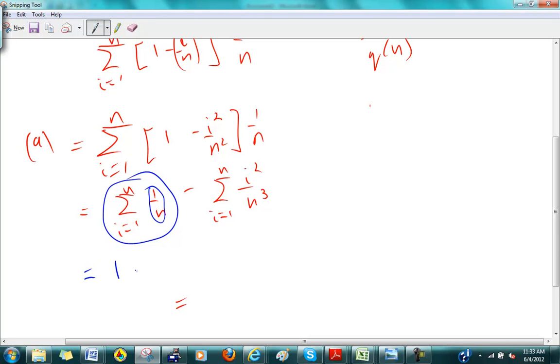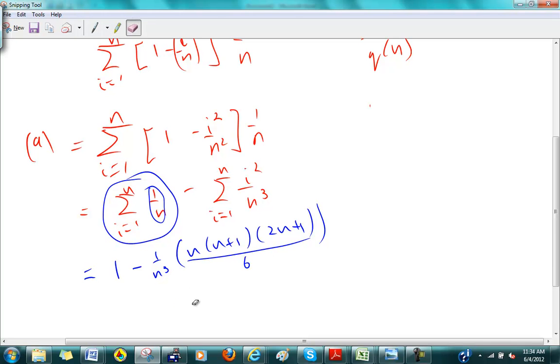Okay? And the next one, what is the sum of i squared equal to? It's n times n plus 1 times 2n plus 1 over 6. Okay? And we need to do some algebra on this. So we're going to have 1 minus n squared plus n times 2n plus 1 all over 6n cubed. So everybody with me so far?